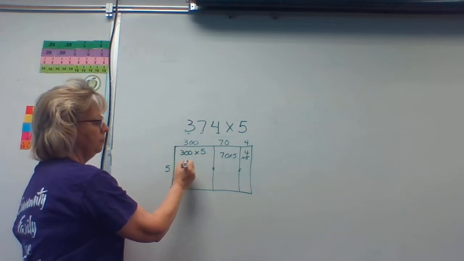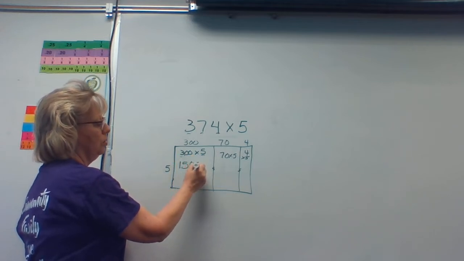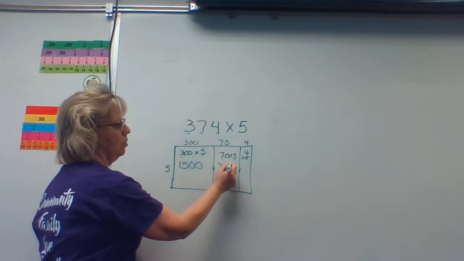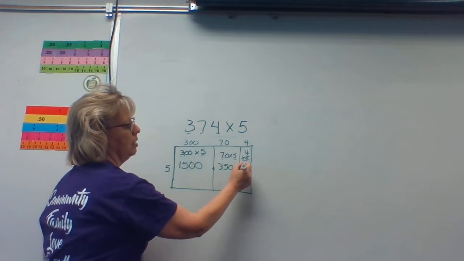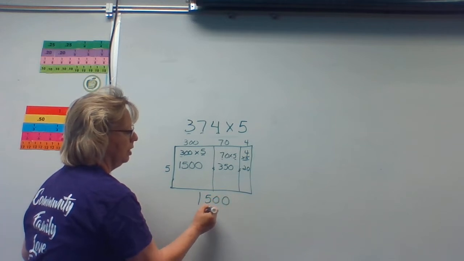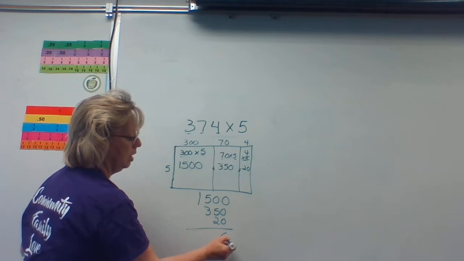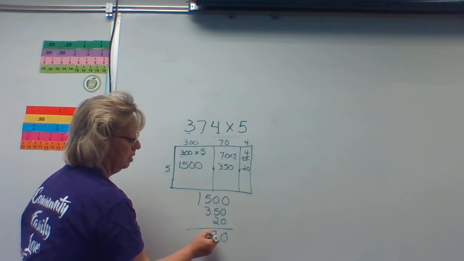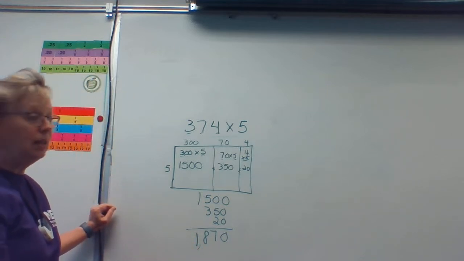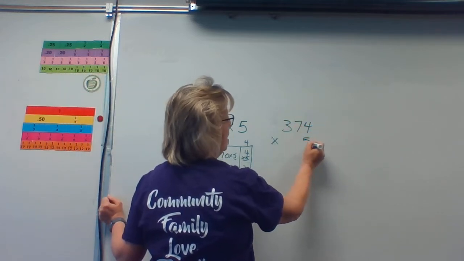300 times 5, 3 times 5 is 15. We are multiplying with 2 zeros. 7 times 5 is 35. We're multiplying 10 times more. And this is 20. 1,500 plus 350 plus 20 for a total of 1,870. Now, if my problem were written like this, 374 times 5.